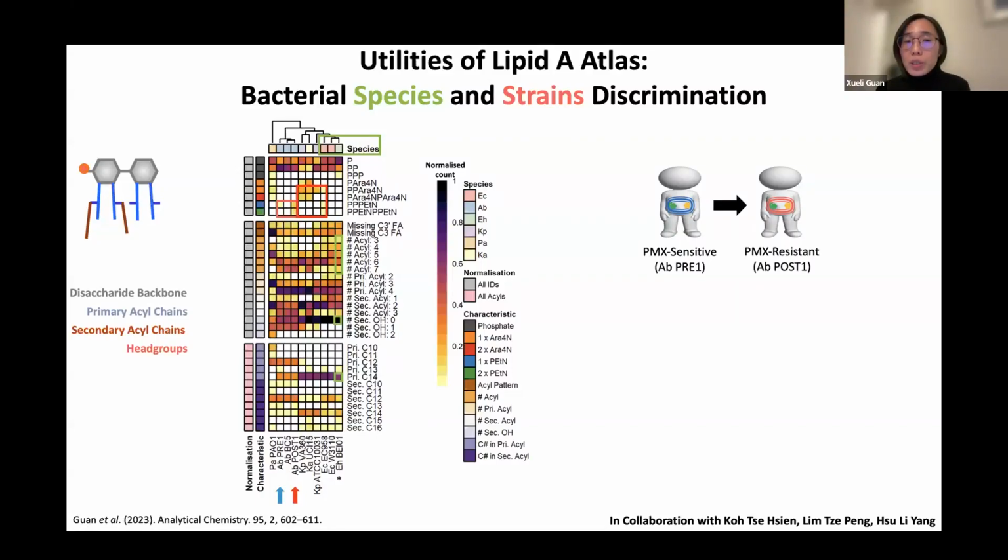What we also found interesting is that in the other strains that do not have any known resistance to polymyxins, there was also accumulation of the capping in the case of this E. coli strain EC958 as well as Klebsiella, which has the Ara4N modification. So we ask ourselves, is modification with this phosphoethanolamine head group or this Ara4N head group the sole reason for or mechanism for resistance?